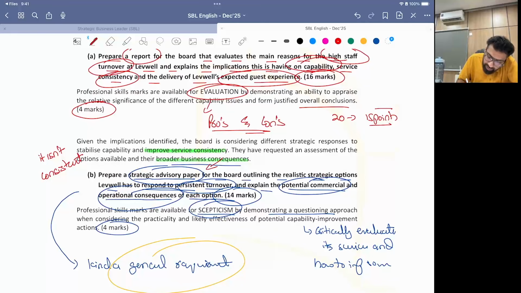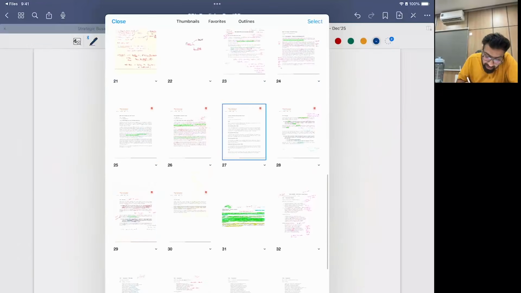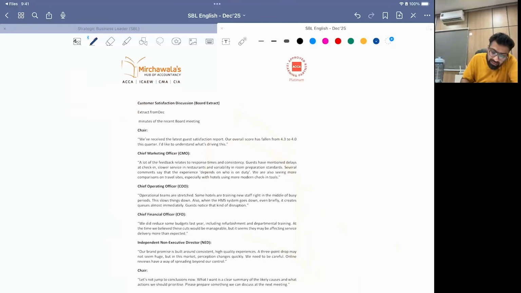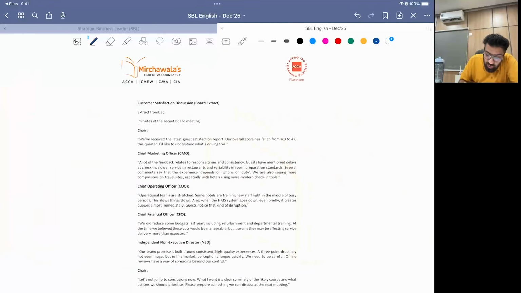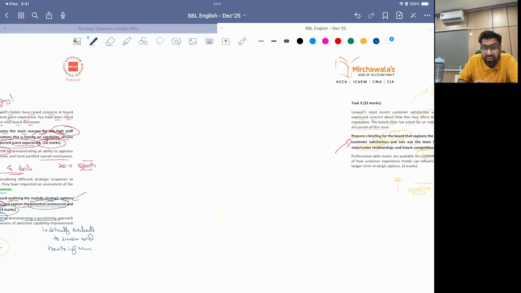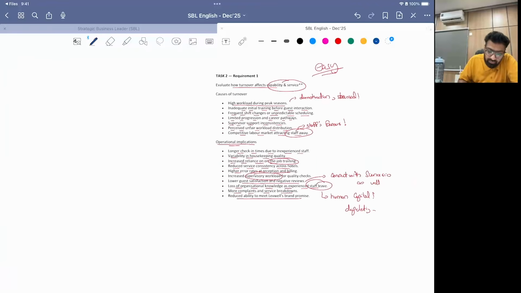So, a strategic advisory paper to the board outlining realistic strategic options to respond to the persisting turnover. How can we respond to this turnover commercially? Being commercial means you can pay more, but this would impact the profit, and no one wants depleting profit over the years just because you want to make your staff happy. So you have to think of it, guys. This is something that needs to be answered, and this is not connected with the exhibit. This is generic.